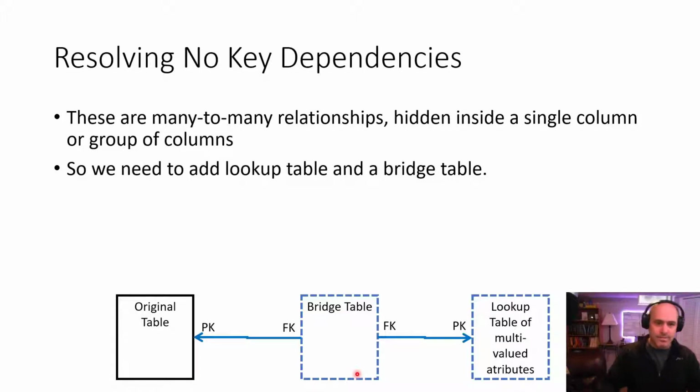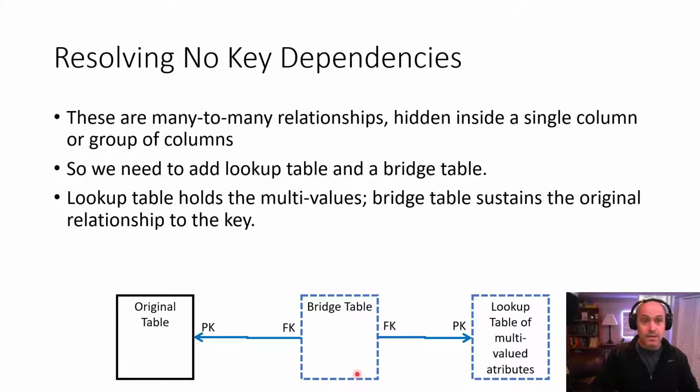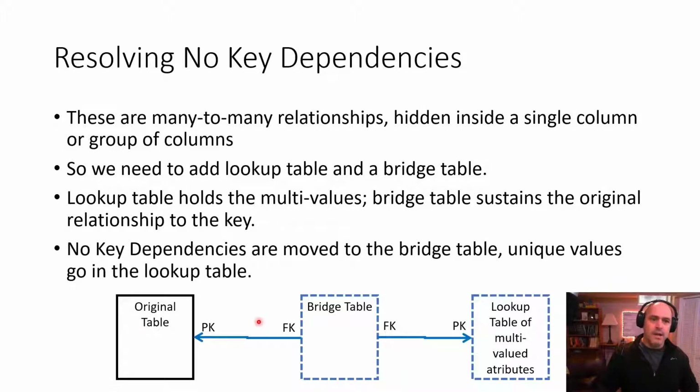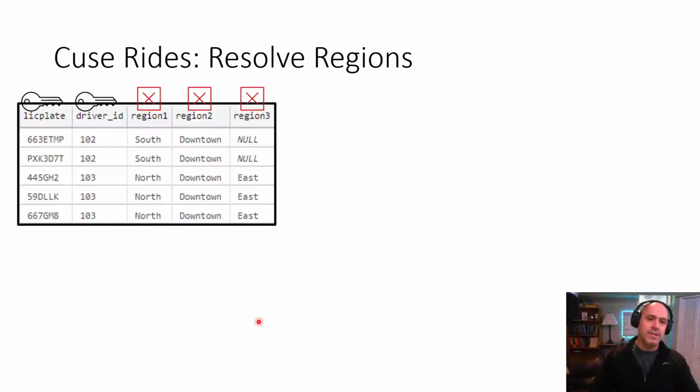We need to add a lookup table and a bridge table. Lookup tables hold multiple values. Bridge table sustains the original relationship to the key. Okay. No key dependencies are moved to the bridge table. Unique values go in the lookup table. So here's a visual example of that. And then after this, we'll probably do a demo where we write some code.